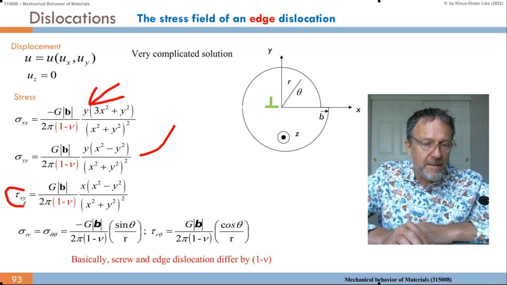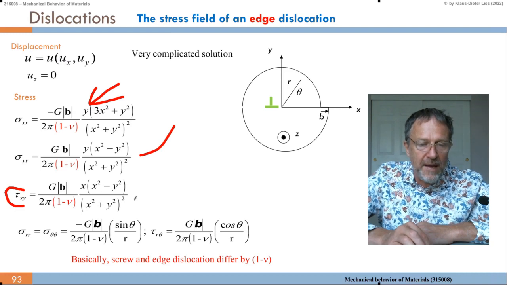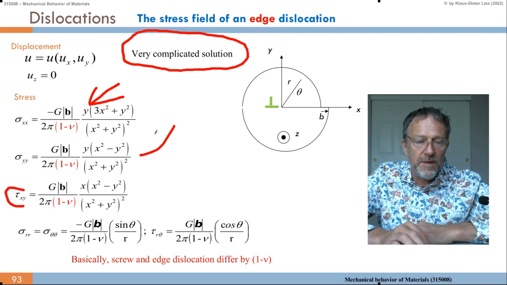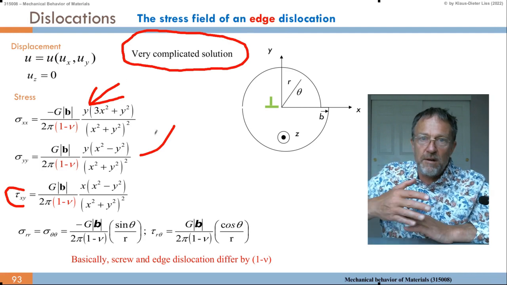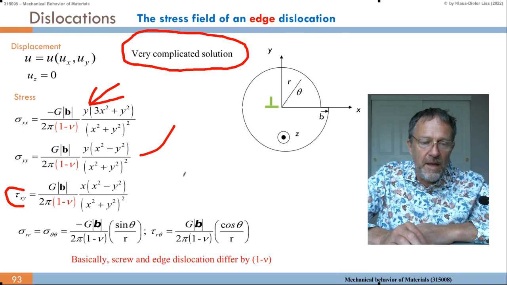And tau, the shear stress, is x times (x squared minus y squared) divided by (x squared plus y squared). I don't derive this because the notes say it's very complicated and we don't learn much from the mathematics behind. It's really just the result which counts. So people have solved that. You can look it up. There's a long mathematical derivation, pretty complicated. We don't do that here.